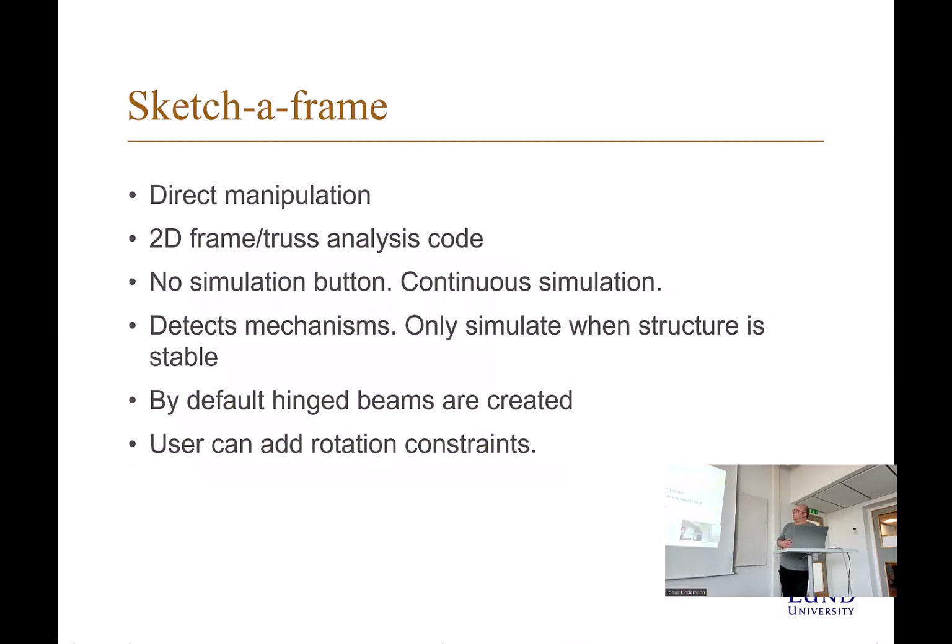So it uses a direct manipulation interface and a 2D frame truss analysis code, with no simulation button. There's a continuous simulation cycle. It automatically detects mechanisms in the structure, and it only simulates when the structure is stable. By default, you have hinged beams, but you can add rotational constraints to your structure as well.